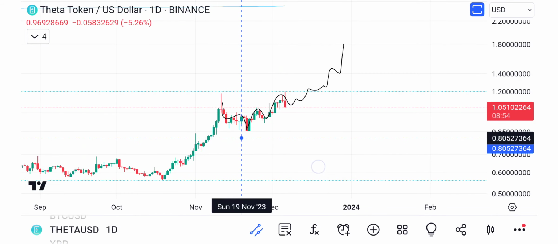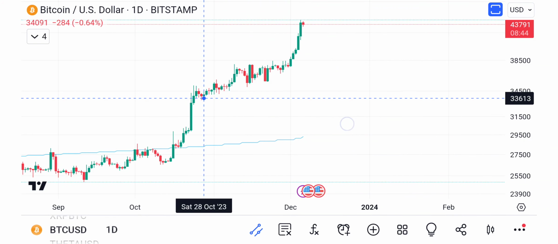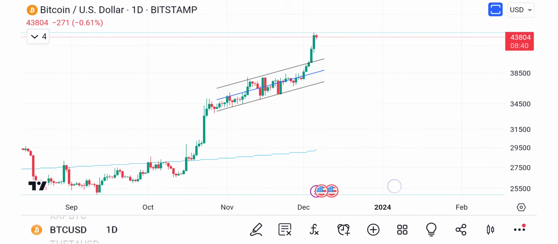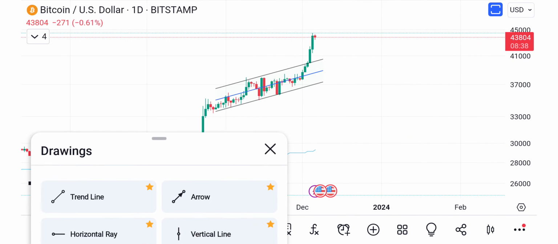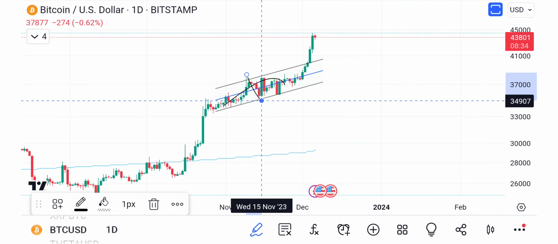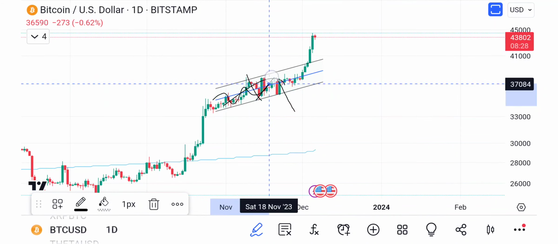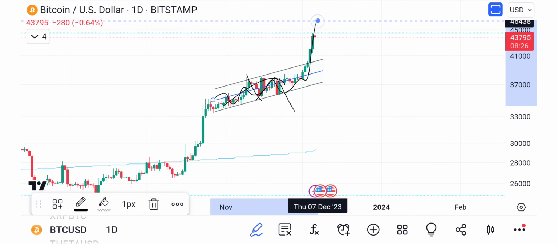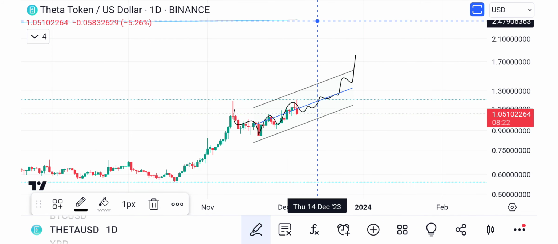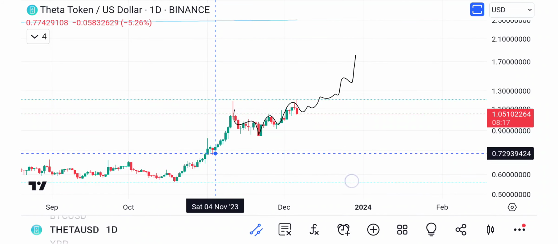So remember Bitcoin, it had this little channel in here. Here's Bitcoin right here. Check this out. It had this down move, this up move, and it looked like we were going to come down. But what did it do? It just continued to oscillate in the channel, and then boom, it broke out. So going back to Theta, same thing. That could be what's happening now. Let me draw the channel a little better.